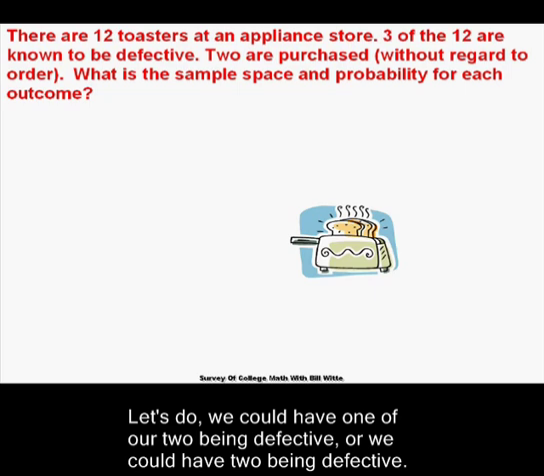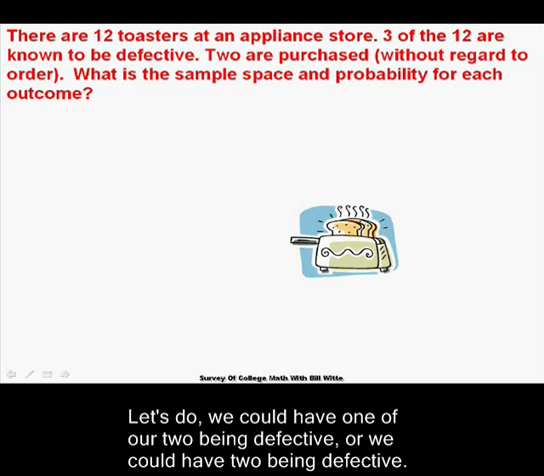We've got 12 toasters at an appliance store. 3 of the 12 are known to be defective. 2 are purchased without regard to order, so we're going to use combination here, okay? We're not going to care about which one we bought first or which one we bought second. Here again, we're going to ask you what's the sample space going to be? Tell me all the possible things that can happen to you, and what is the probability for each outcome.